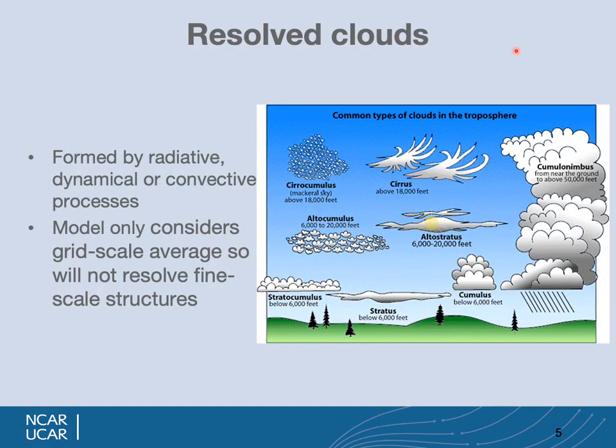In microphysics, we have to deal with any type of cloud that is resolved by the model. These clouds can be formed by radiative or dynamical or convective processes. This is an illustration of the cloud types that you can represent at high enough resolution. Models only consider the grid scale average, so it will not resolve the fine scale structures in these clouds.